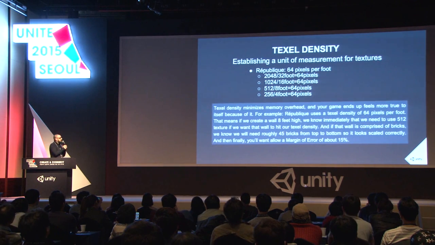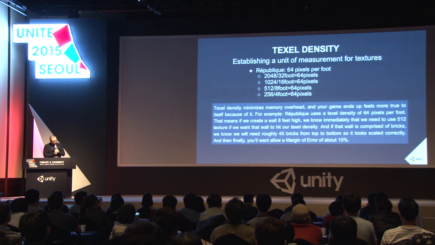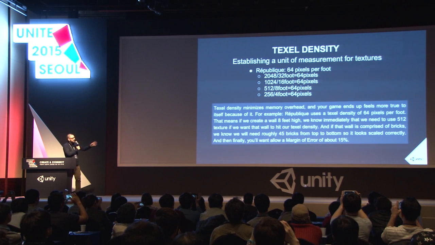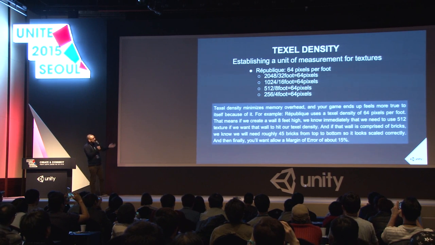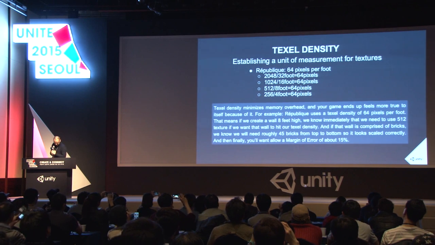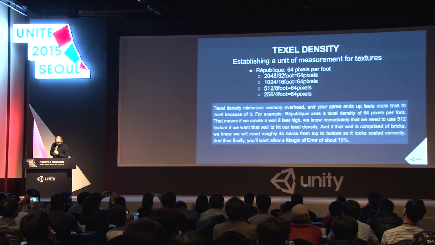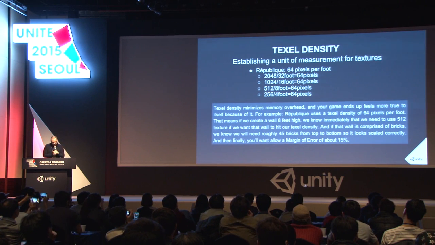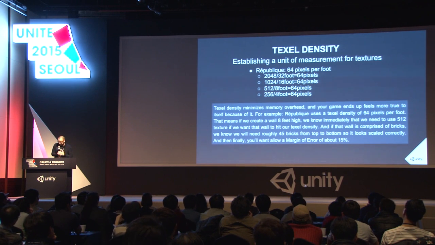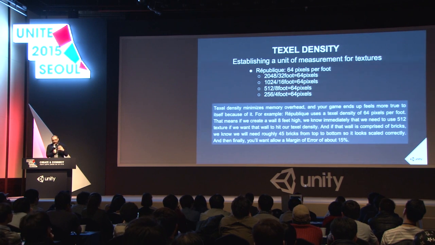Let's talk a little bit about texel density. Here's another example of the text that I decided to keep up there in English for you to take a picture of, just to get a clearer idea of what we mean by texel density. This is the process that relates to the establishment of units of measurement for our textures. We establish a texel density to make a better looking game. This is benchmarking the work of everyone on your team, allowing for more consistency.